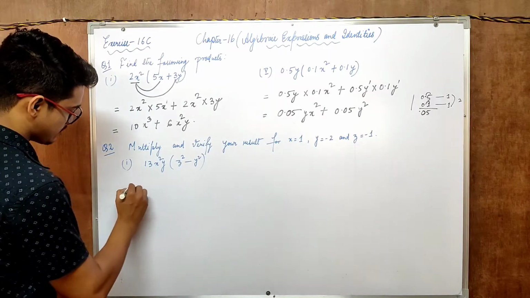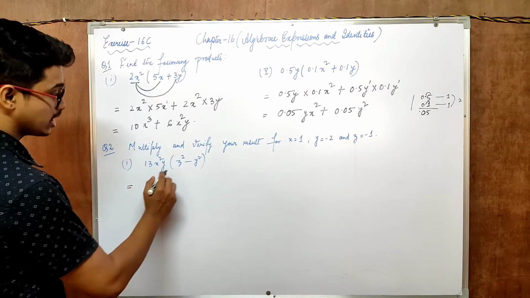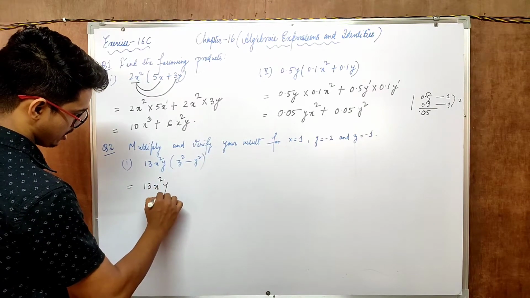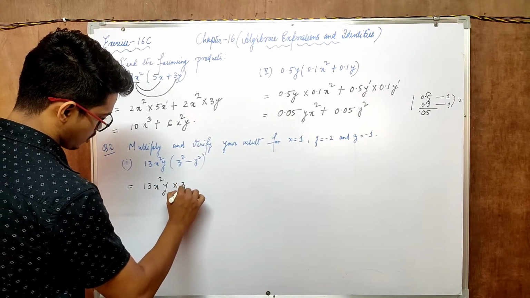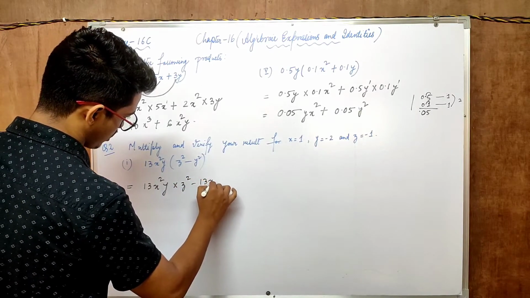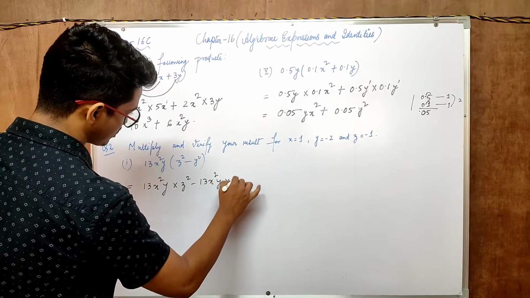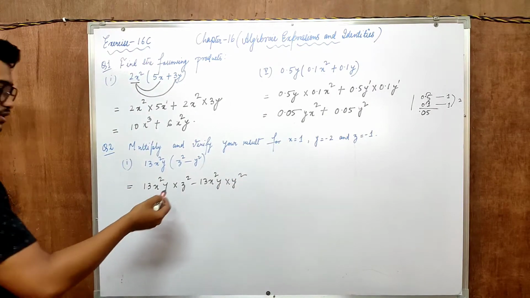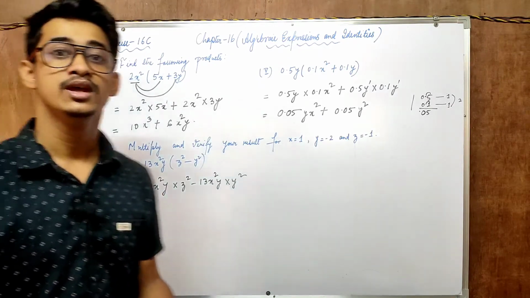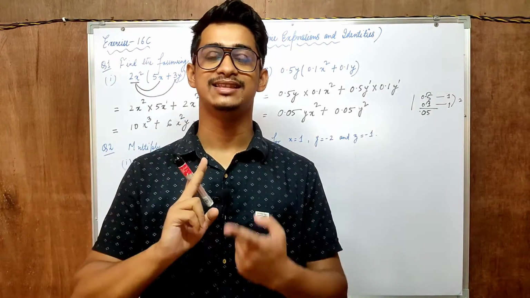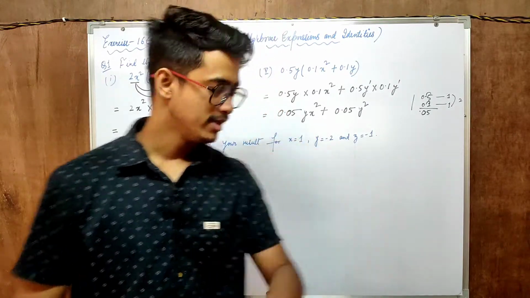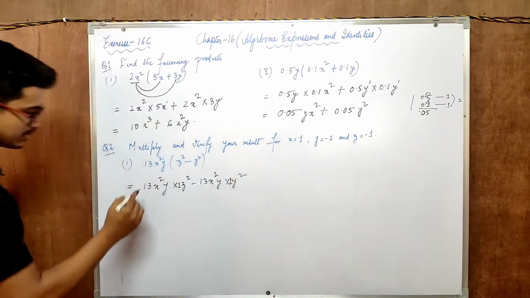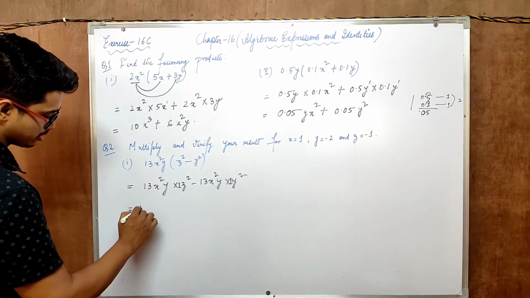So now first of all, let's multiply these two, that the outsider will be multiplied to the insider. That means 13x square y into z square minus 13x square y into y square. And what is the process? The coefficient will be multiplied with the coefficient. So there is no coefficient here. If there is no such coefficient available, that means the coefficient should be 1. So here 1 is there, here also 1 is there. So 13 is multiplied with 1 and it will become 13 as it is.